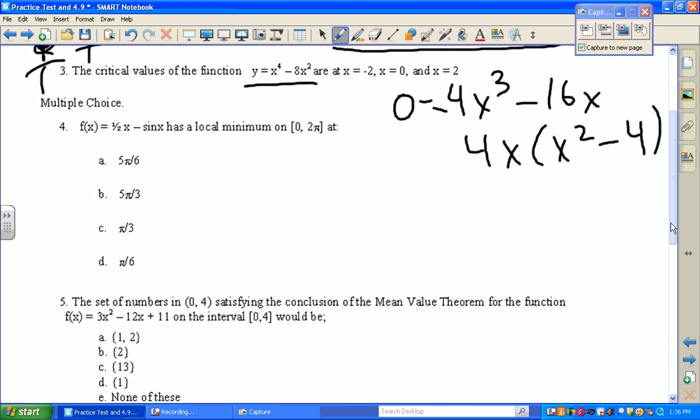This one's on a closed interval. Local minimum 0 to 2 pi. Oh, multiple choice.